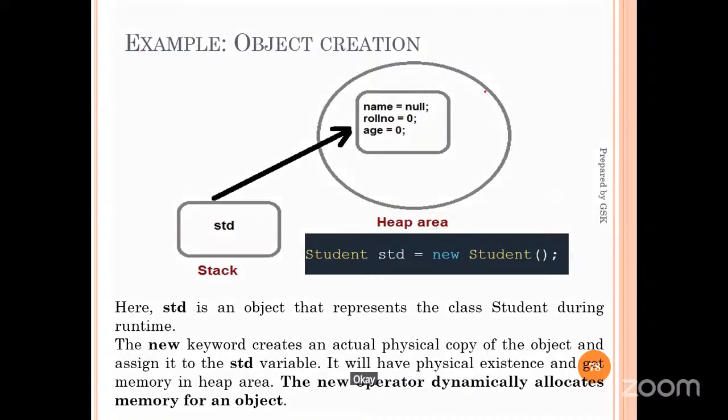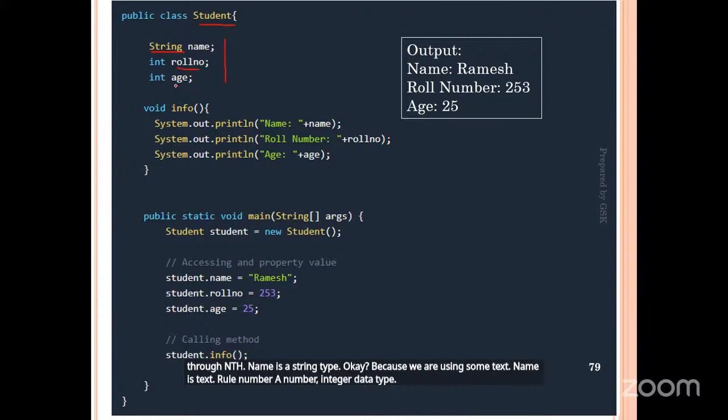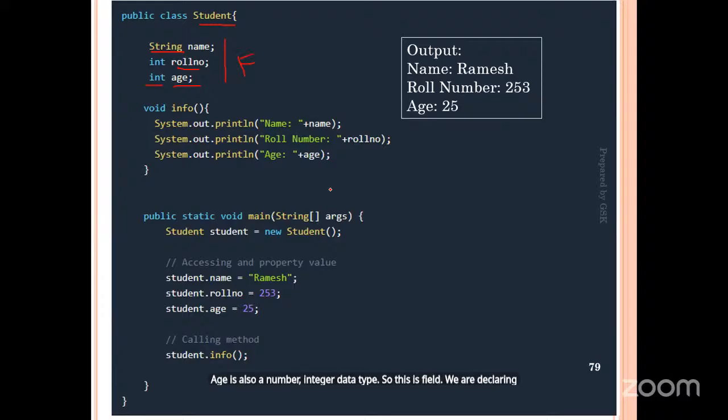Now see the complete code. Public class, class name is student, and I want to maintain the data like student name, student roll number, student age. Name is a string type, because we are using some text. Roll number is a number, integer data type. Age is also a number, integer data type. So these are fields. We are declaring these fields.